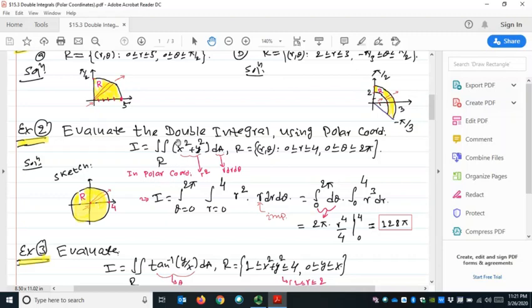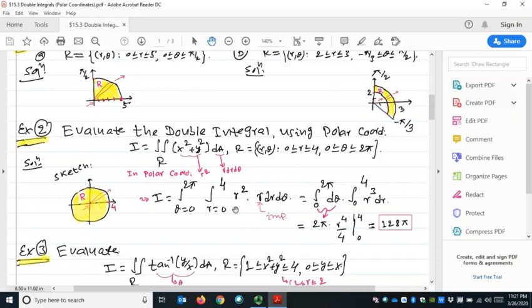Great. So in polar coordinates, we know x squared plus y squared becomes r squared and dA becomes r dr d theta, and we have the limits of our double integral. So the given double integral becomes the double integral over r and theta, where the r limits are 0 to 4, theta limits are 0 to 2 pi, and x squared plus y squared becomes r squared times dA, which becomes r dr d theta.